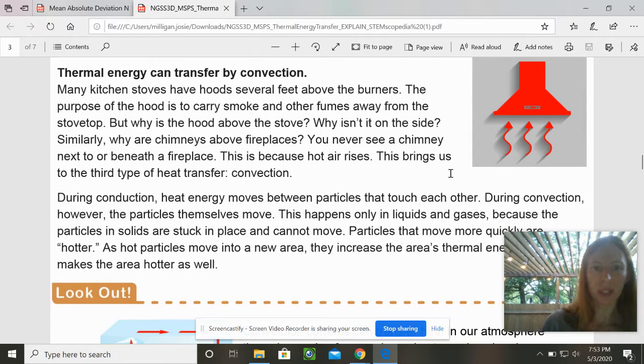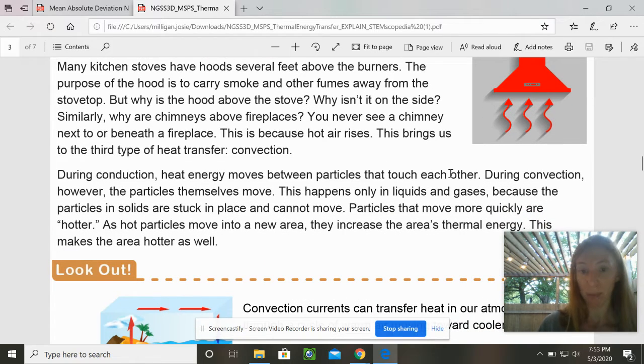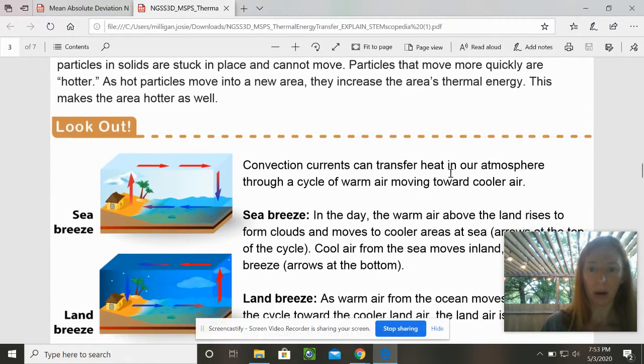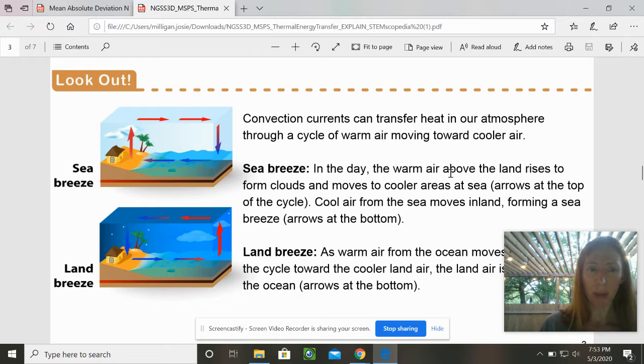Many kitchen stoves have a hood several feet above the burners. So the purpose of the hood is to carry the smoke and other fumes away from the stovetop because hot air rises. So the third type of heat transfer is called convection. So in convection, the particles themselves are moving. This only happens in liquids and gases because the particles in solids are stuck in place and they can't move. So particles that move more quickly are hotter. And as hot particles move into a new area, they increase the area's thermal energy. So that makes the area hotter as well. So this is a little bit about convection.